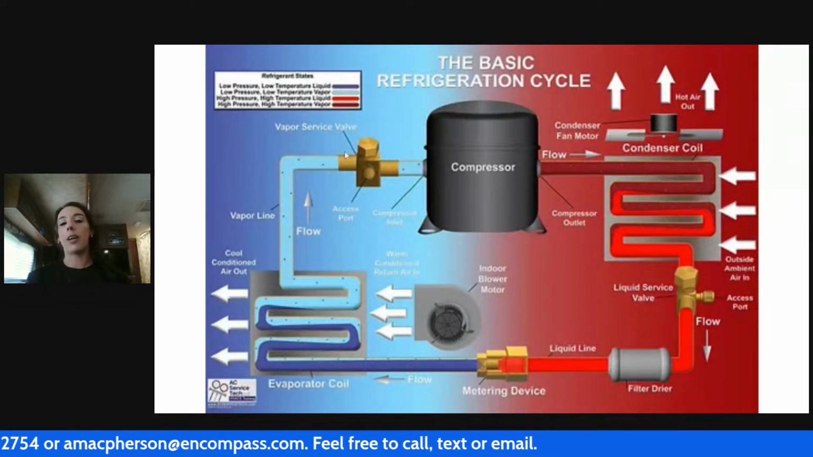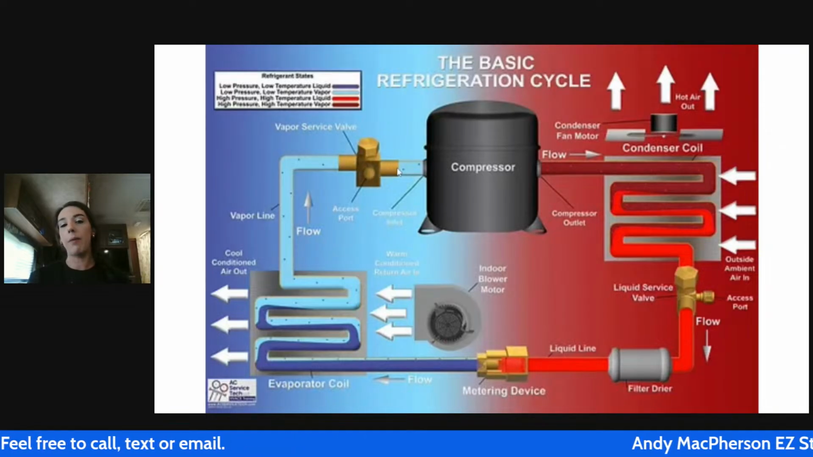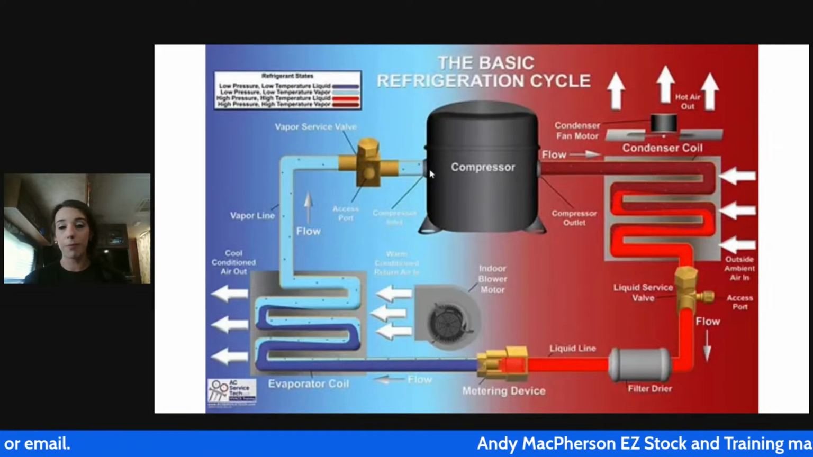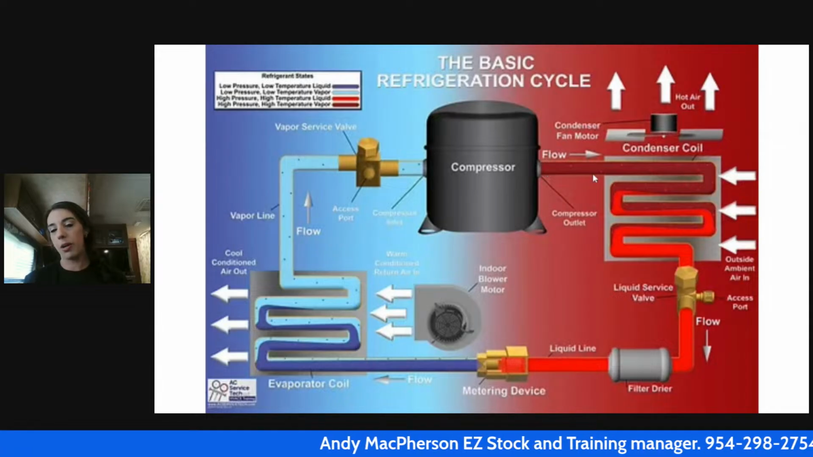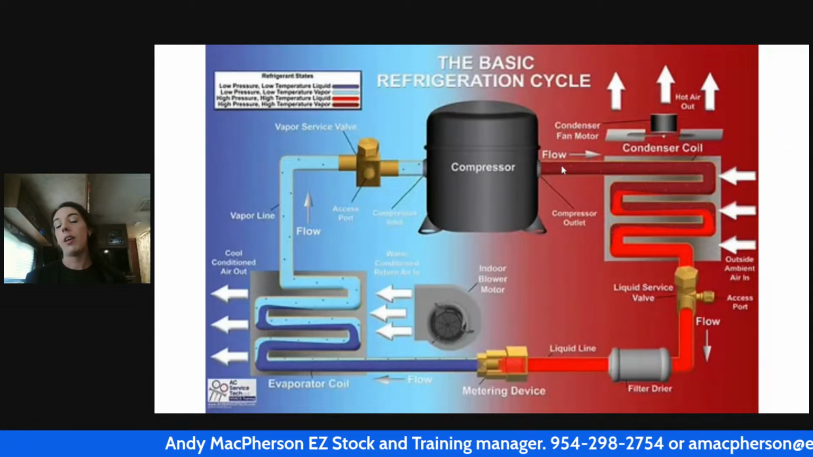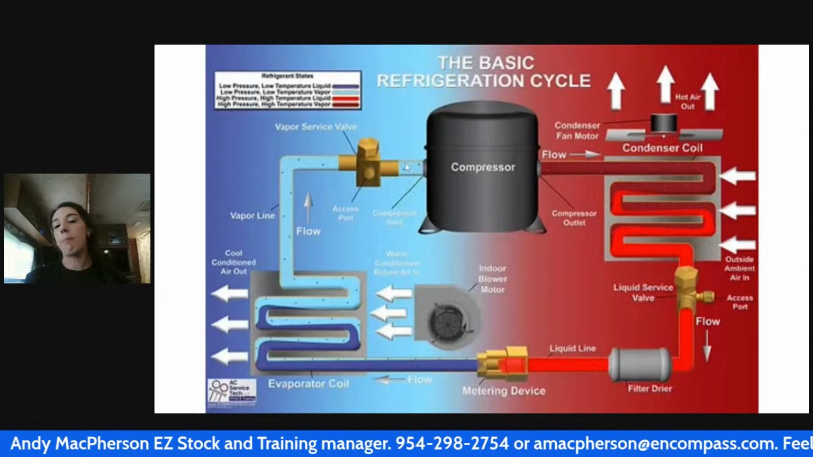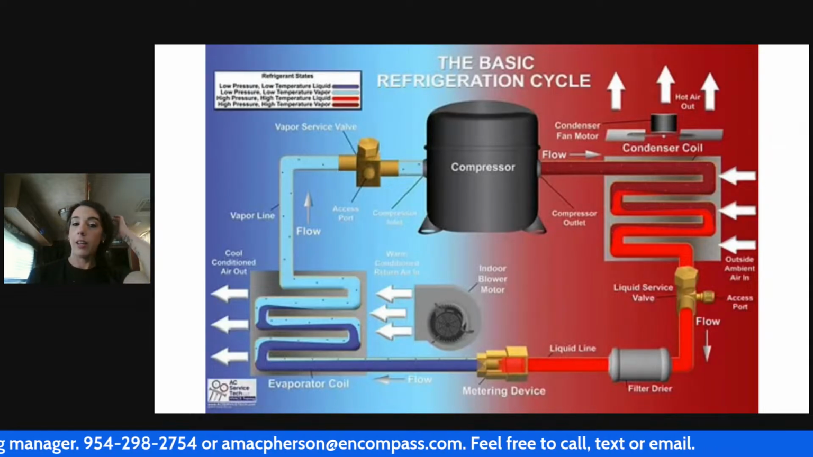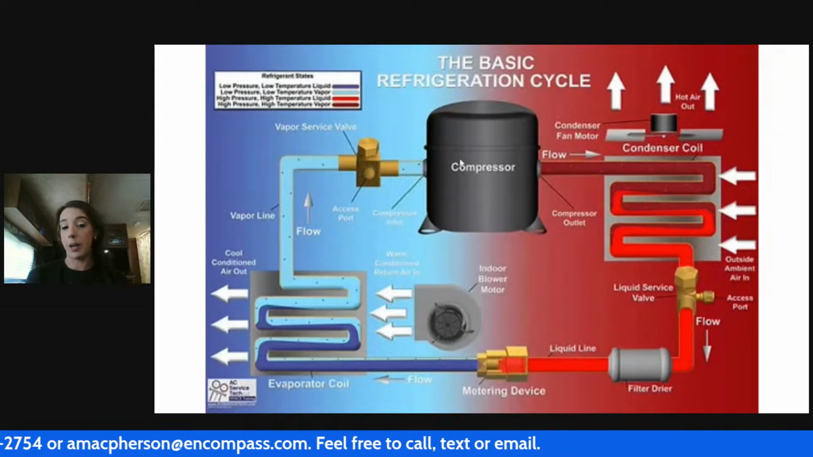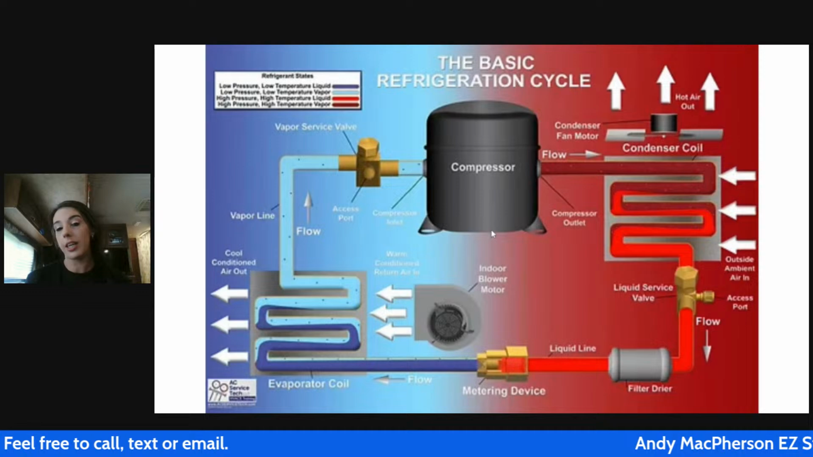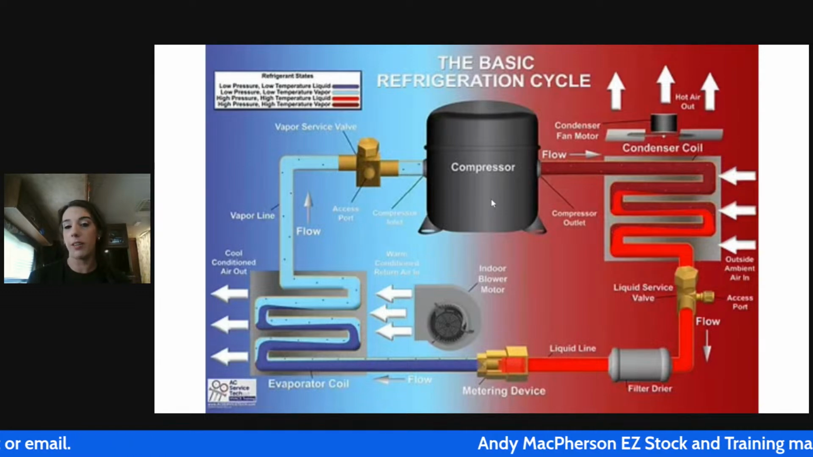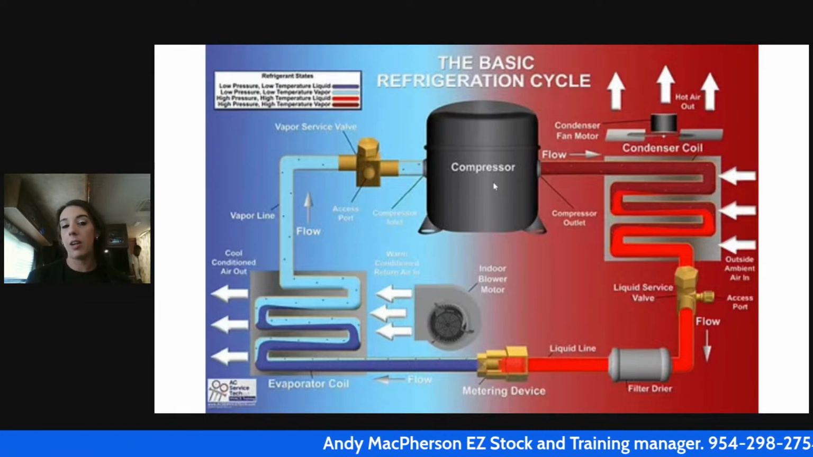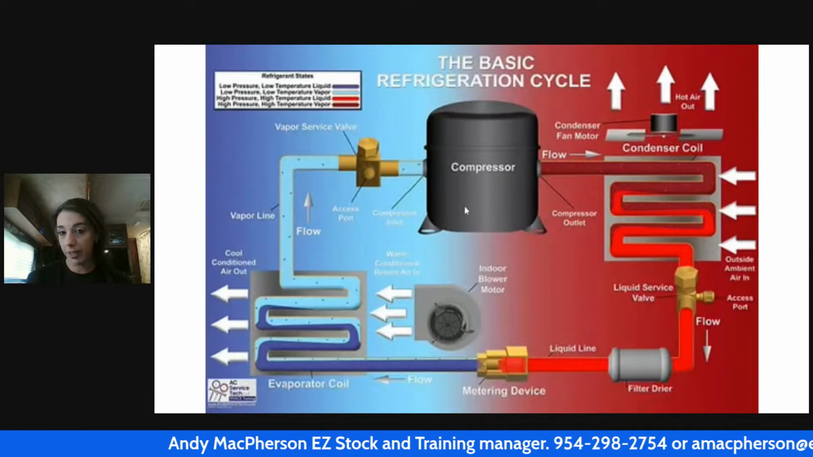So what you'll notice on this graphic is that coming into the compressor, we have this kind of light blue dotted vapor. And then out of the compressor, we have this red dotted vapor. The key is that both sides are vapor. So we have a low temperature, low pressure vapor coming into the compressor. The compressor adds pressure to it. It compresses that vapor refrigerant. And what it spits out is a high pressure, high temperature vapor into the condenser coil.